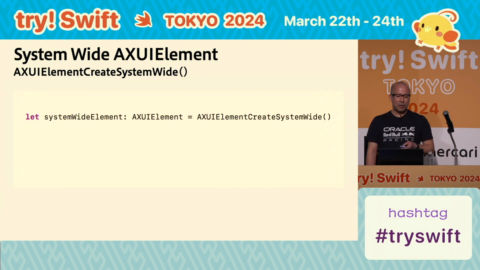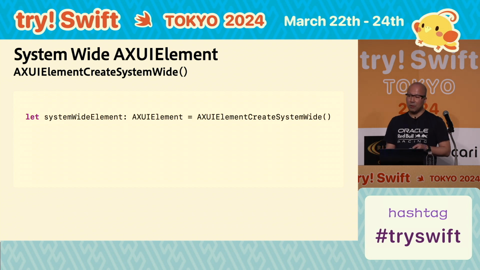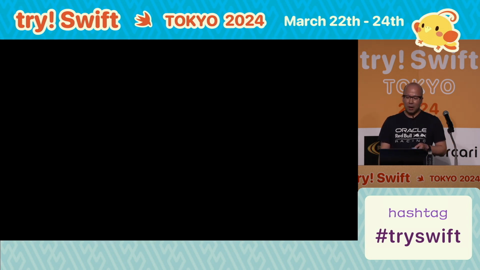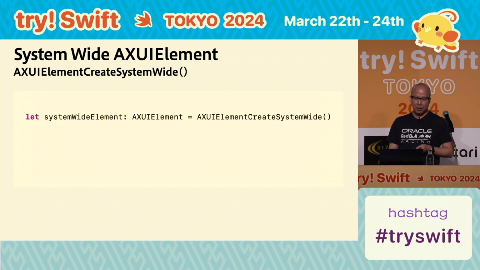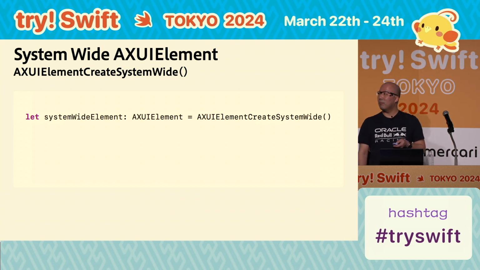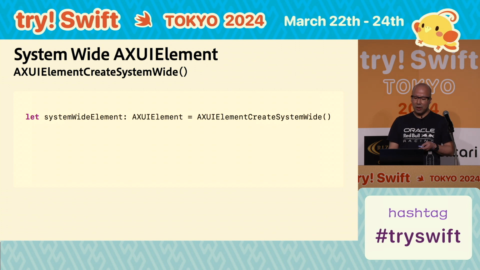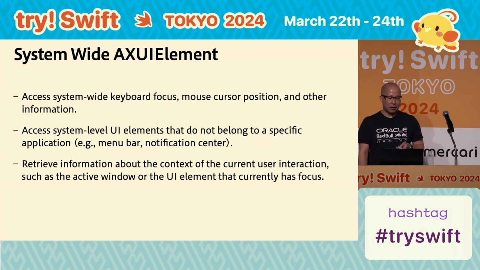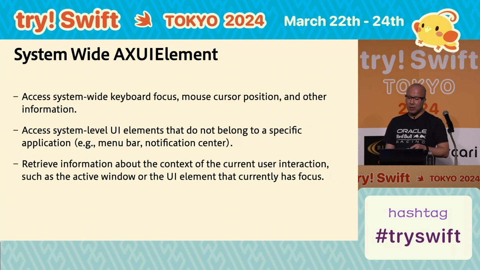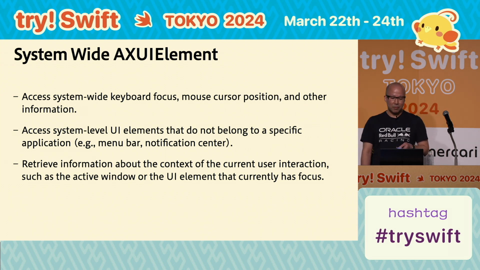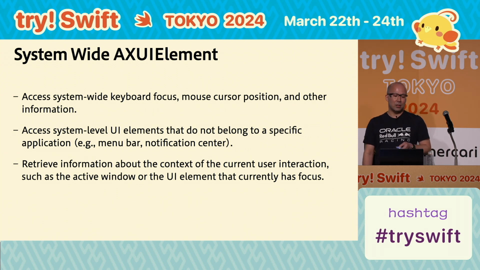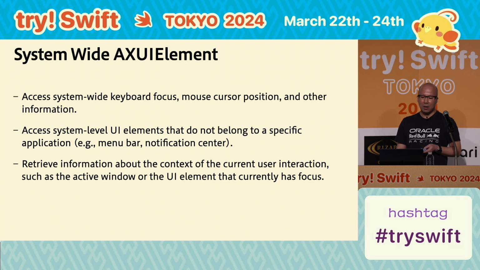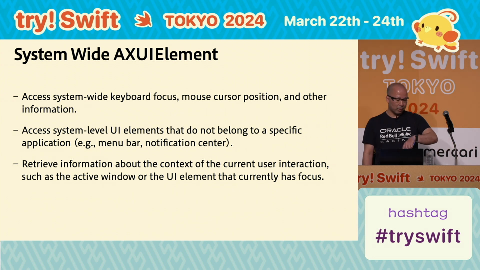In this case, I created the system-wide AXUIElement as a root object because I want to work with various applications, not just a specific application. The system-wide AXUIElement is created with the AXUIElementCreateSystemWide function. It provides an access point to system-wide accessibility information. In other words, AXUIElement objects created using this function are not limited to individual applications or processes, but allow references to any UI element of macOS.